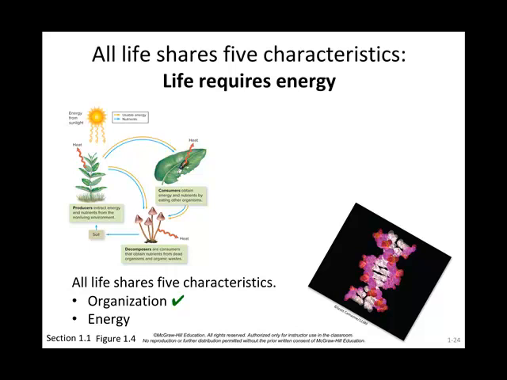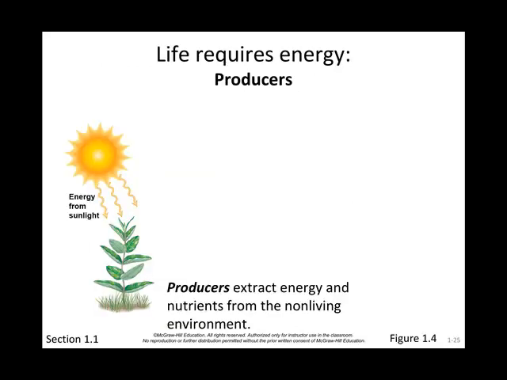We have now completed the first characteristics of life, that life is organized. So then the second characteristics of life is that life requires energy. As you see in this figure, the main energy source comes from sunlight. We categorize living organisms based on how they obtain their energy source. Producers extract energy from sunlight and make their own source of energy in carbohydrates, specifically glucose.